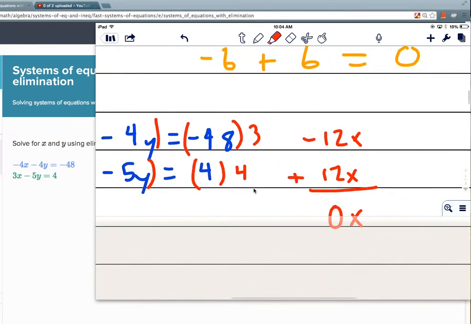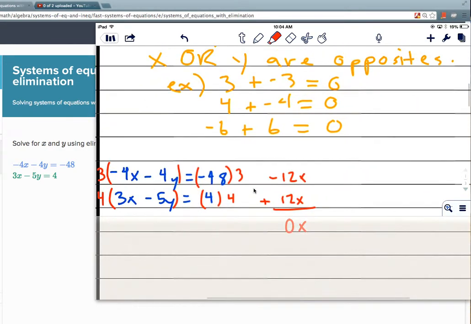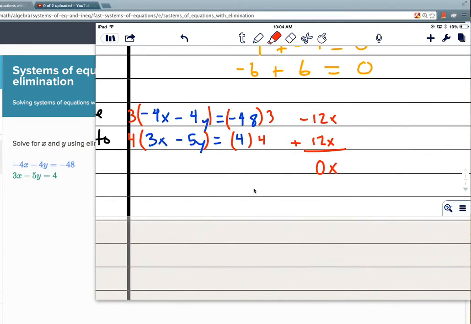And so I need to carry out this whole thing. Because I'm multiplying both sides of the equation, everything in the equation gets multiplied by the same thing. So 3 times negative 4y is negative 12y. And 3 times negative 48 is going to be negative 120 minus 24 is negative 144. On the bottom, it's 4 times 3x gives me 12x. 4 times negative 5y gives you negative 20y. And 4 times 4 gives you positive 16.